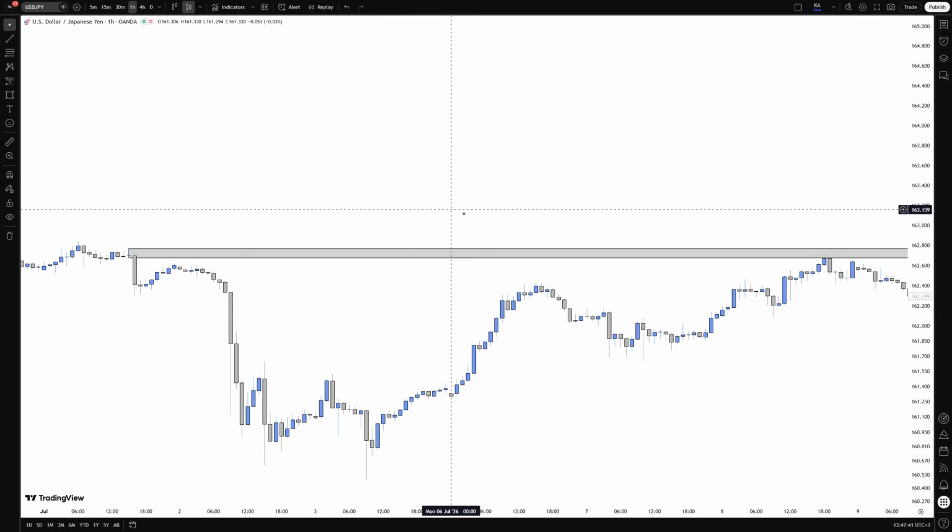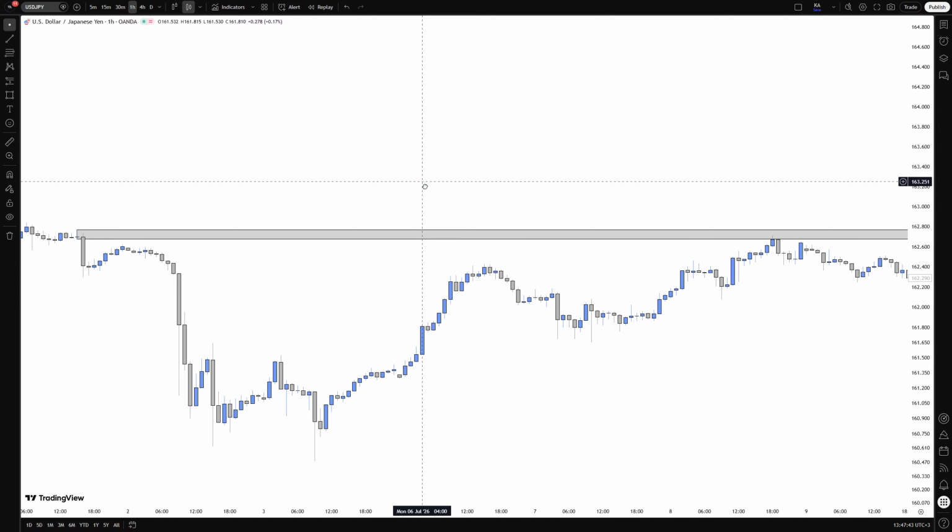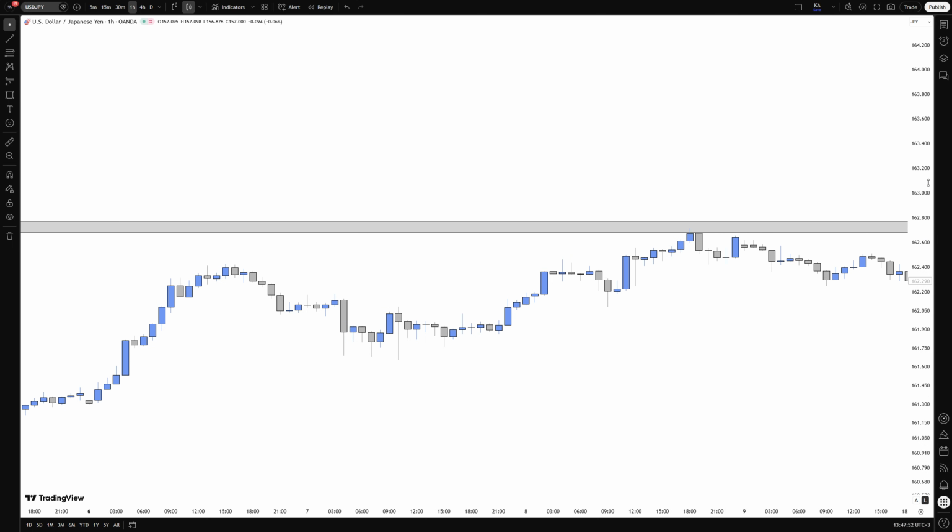So, where should you enter? This is something many people misunderstand. Your zone isn't a single price. It's an area, as you can see. It's an area.